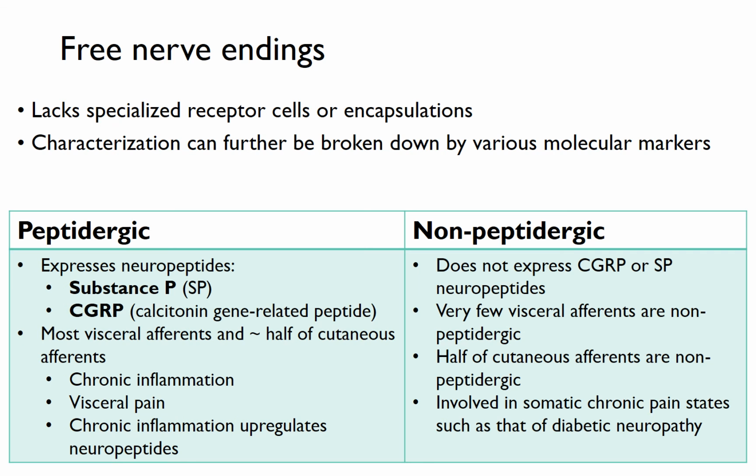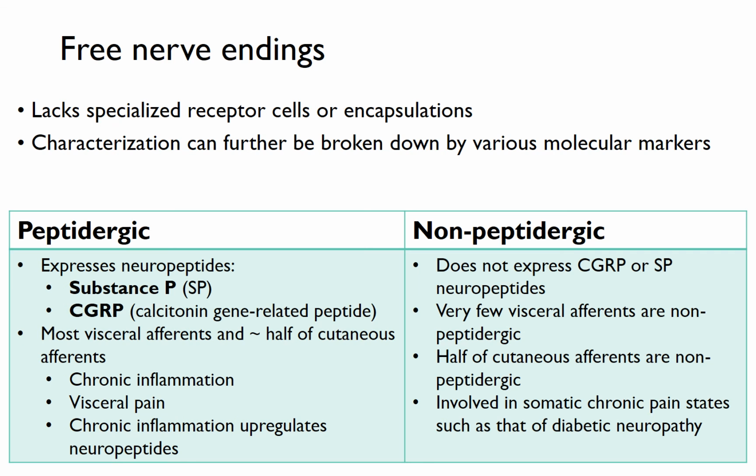Now, the other type of molecular marker that is important are basically all the other afferents. If they're not peptidergic, then they are non-peptidergic. That means they don't express neuropeptides. They don't release CGRP or SP. Now, it's kind of rare, but there are some, but there are very few nociceptors that innervate the viscera that are non-peptidergic.